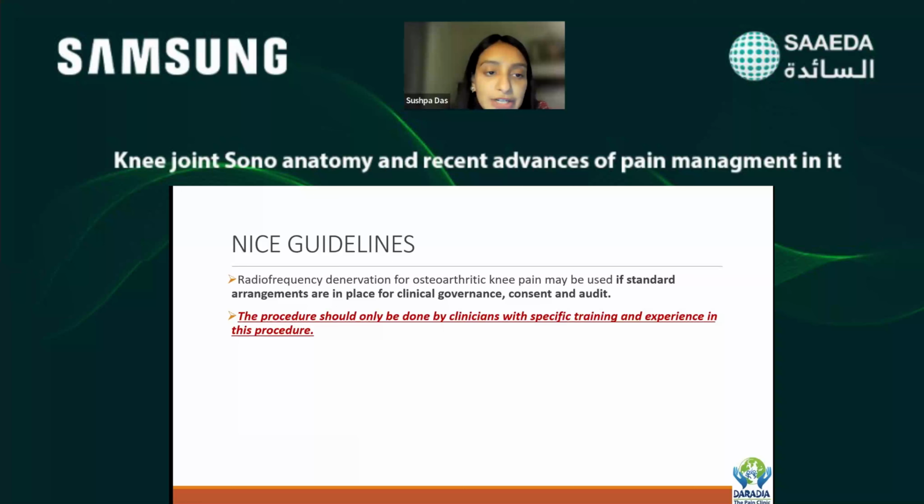The NICE guidelines mention that radiofrequency denervation for osteoarthritic knee can be used if standard arrangements are in place, standard arrangements of clinical governance, consent and audit. Basically, if required, we can go for this radiofrequency denervation. But the clinicians involved should have specific training and experience in the procedure.